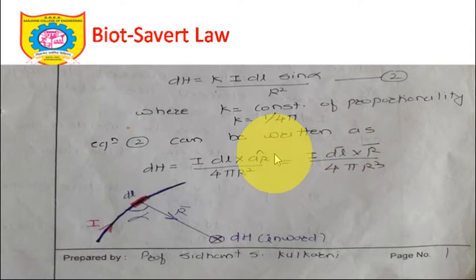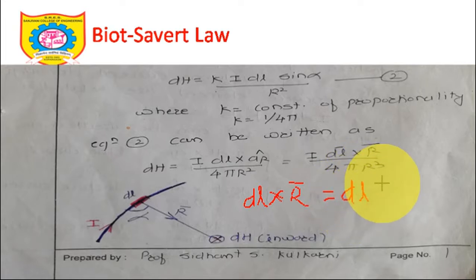First of all, we have written this dH as k I dl sin alpha upon r square, where k is a constant of proportionality, and we are having some confusion in that. So forget about the Biot-Savart law for the time being. Let's write the cross product between dl and r bar. dl cross r bar. Can anyone tell me what it will be? Can you write this as mod of dl into mod of r, that is dl into r into sin alpha? Yes or no? Yes. Into a n cap.